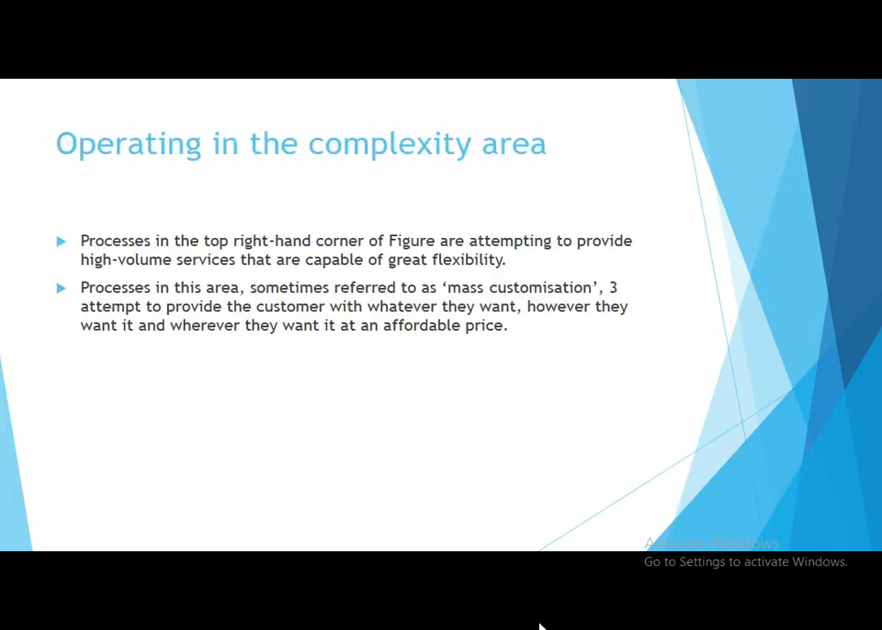Operating in the simplicity area is the next part. So the issue here is that the operation is unlikely to be operating as effectively as it might because it has low volume. This could mean that either resources are underutilized or the organization is unwilling at this stage to invest in the process technology to decrease its unit cost.